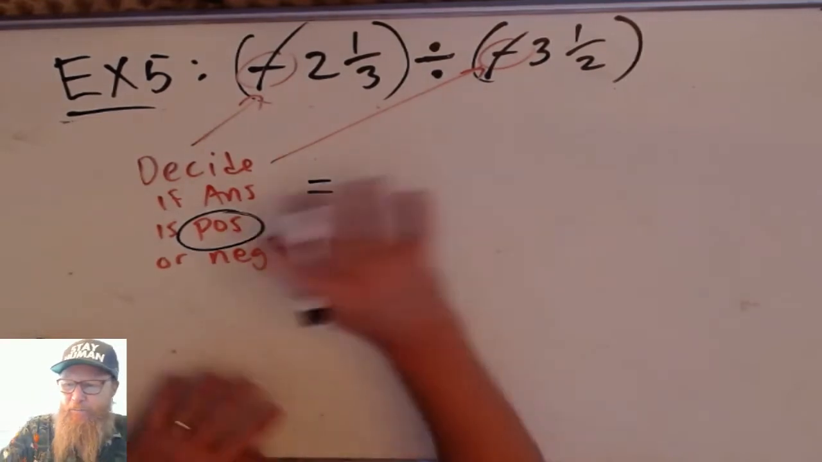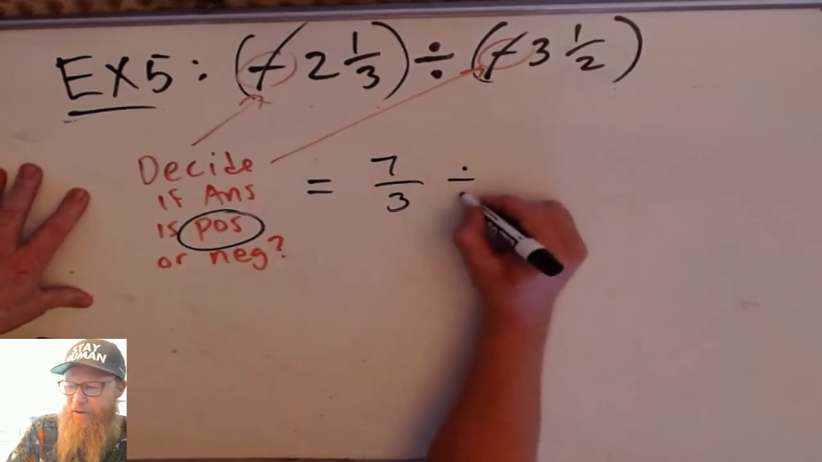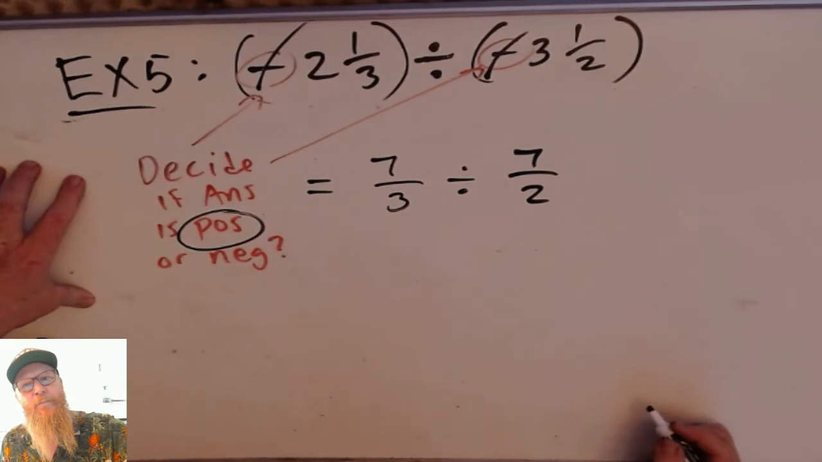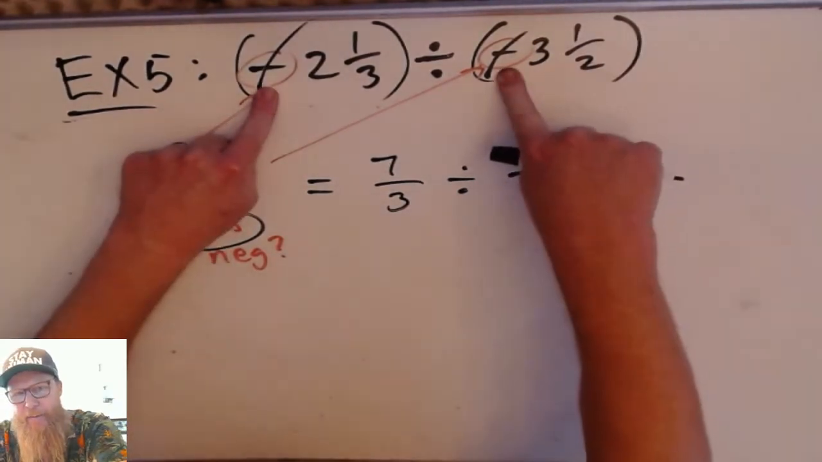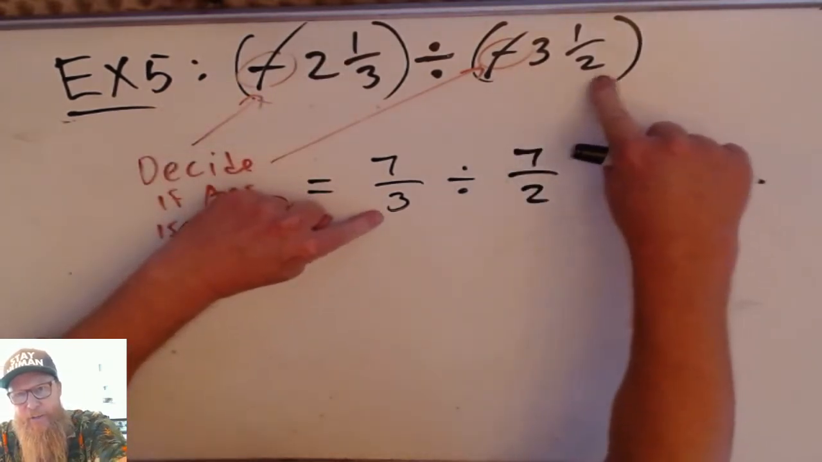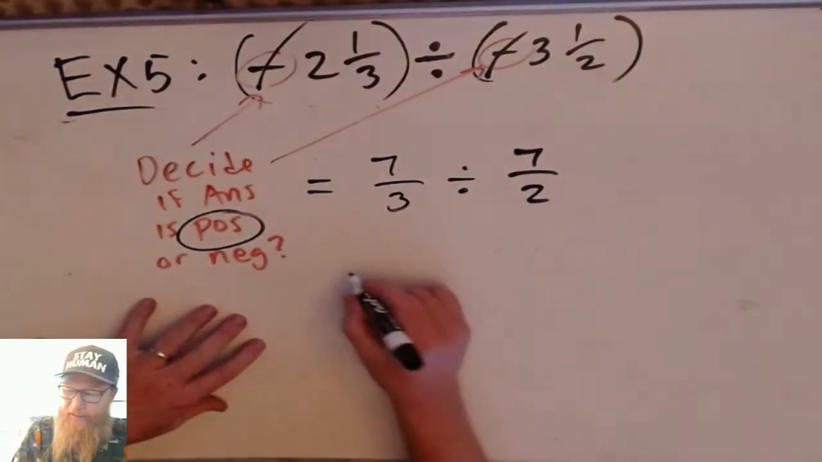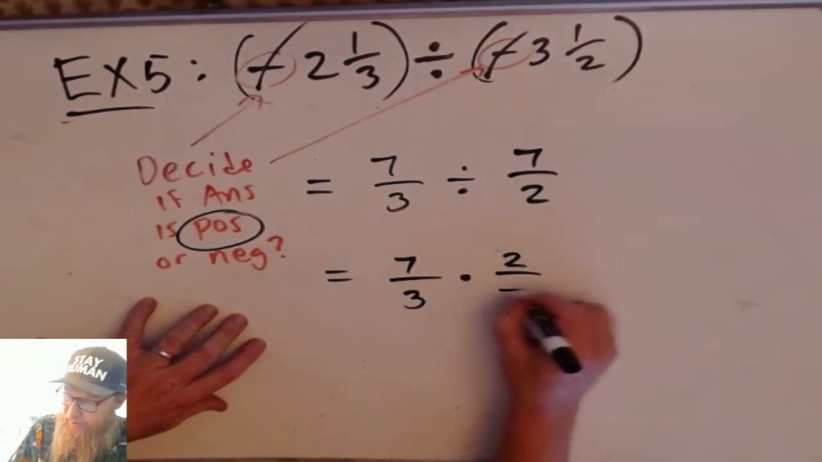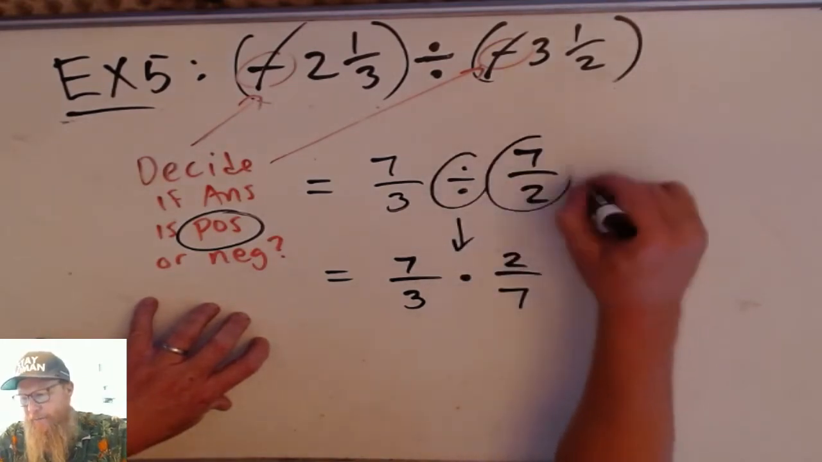So now, remove the parentheses, turn these into improper fractions. That one's 7/3, and this one is 7/2. All right, that's important that you ignore the negative when you do that. So it's 2 times 3 plus 1, that's 7/3. 2 times 3 plus 1 is 7/2. Coincidence, they both have a 7. So 7/3 times 2/7. Yeah, switching and flipping.